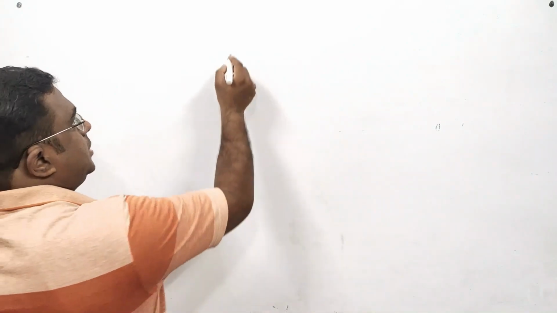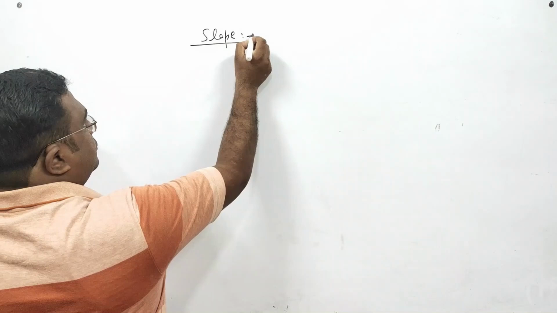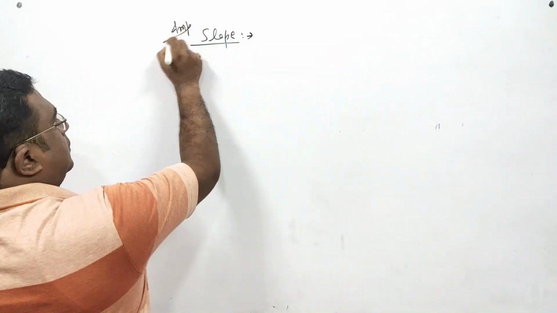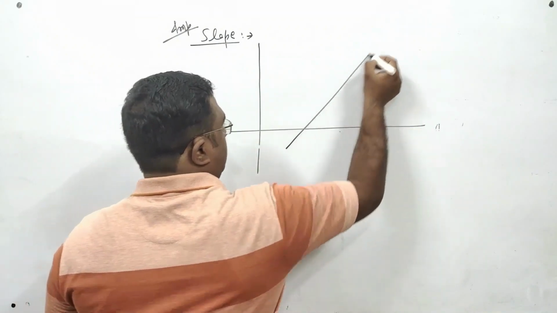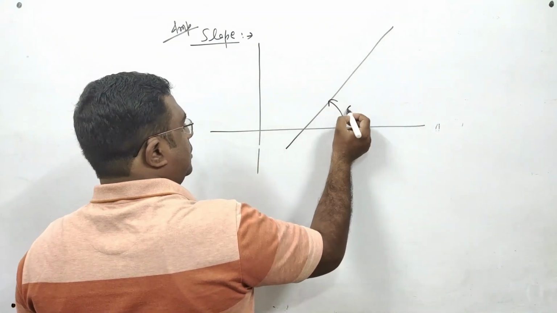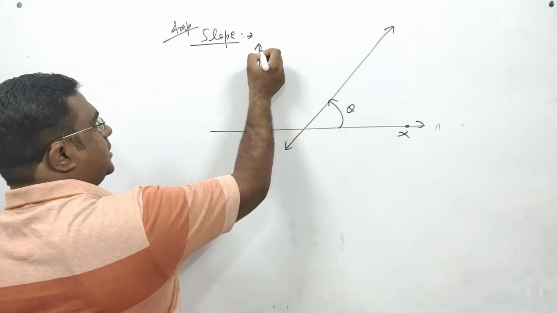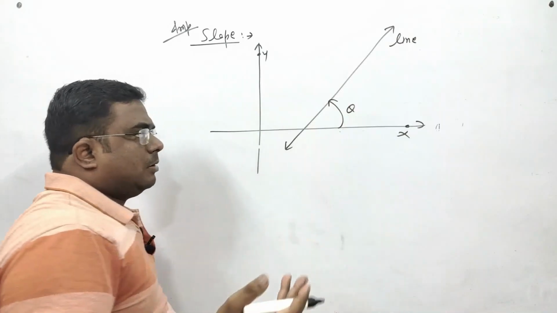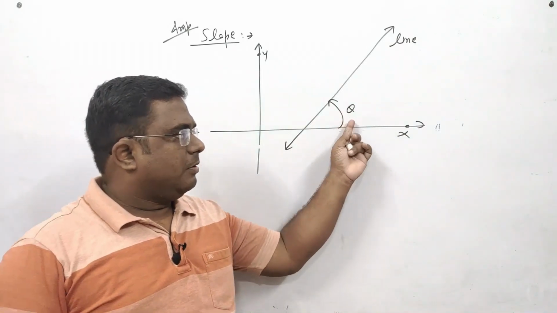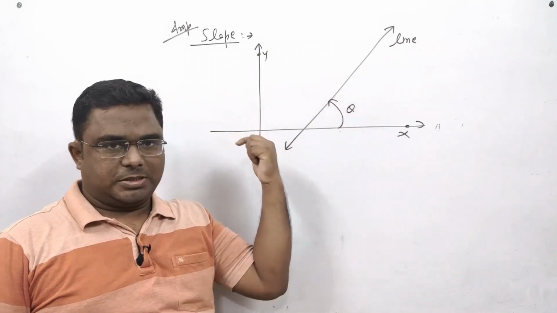First of all, let us see what is the meaning of slope. This is a very important portion. Suppose there is a line which makes theta angle from the positive direction of the x-axis. It is a line which is making theta angle from the positive direction of the x-axis and measured anti-clockwise.